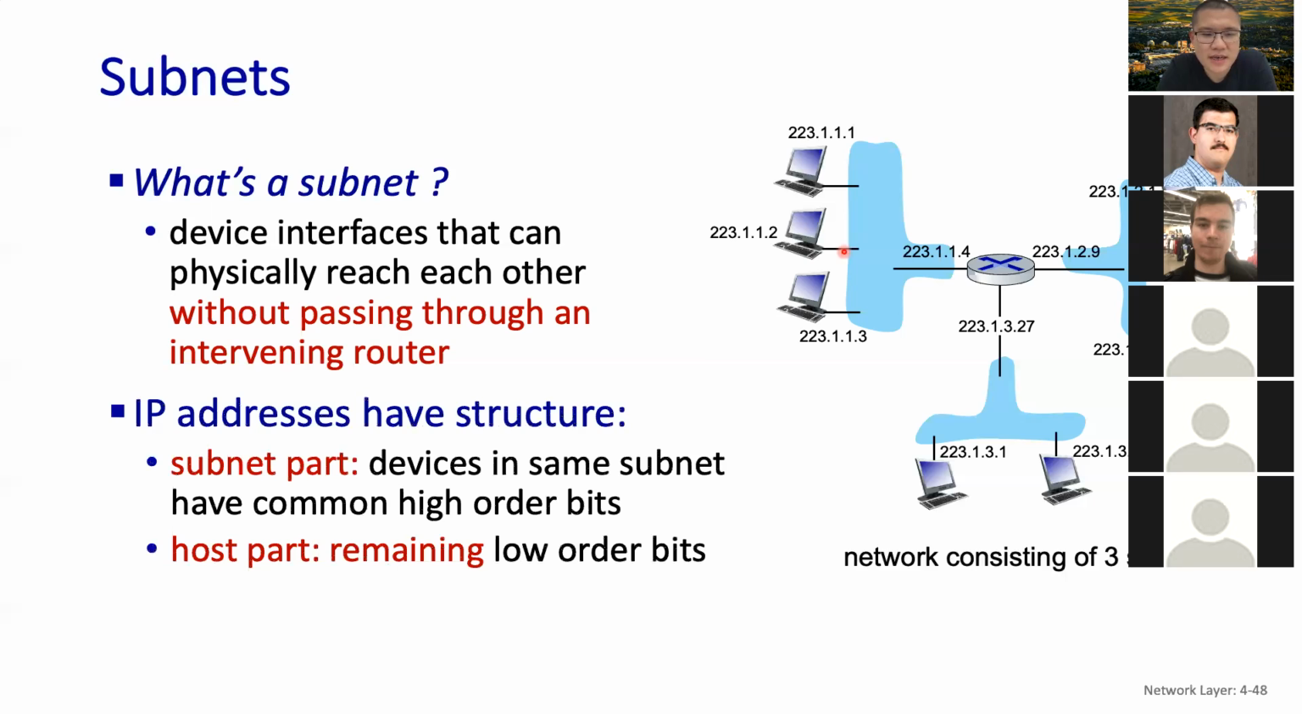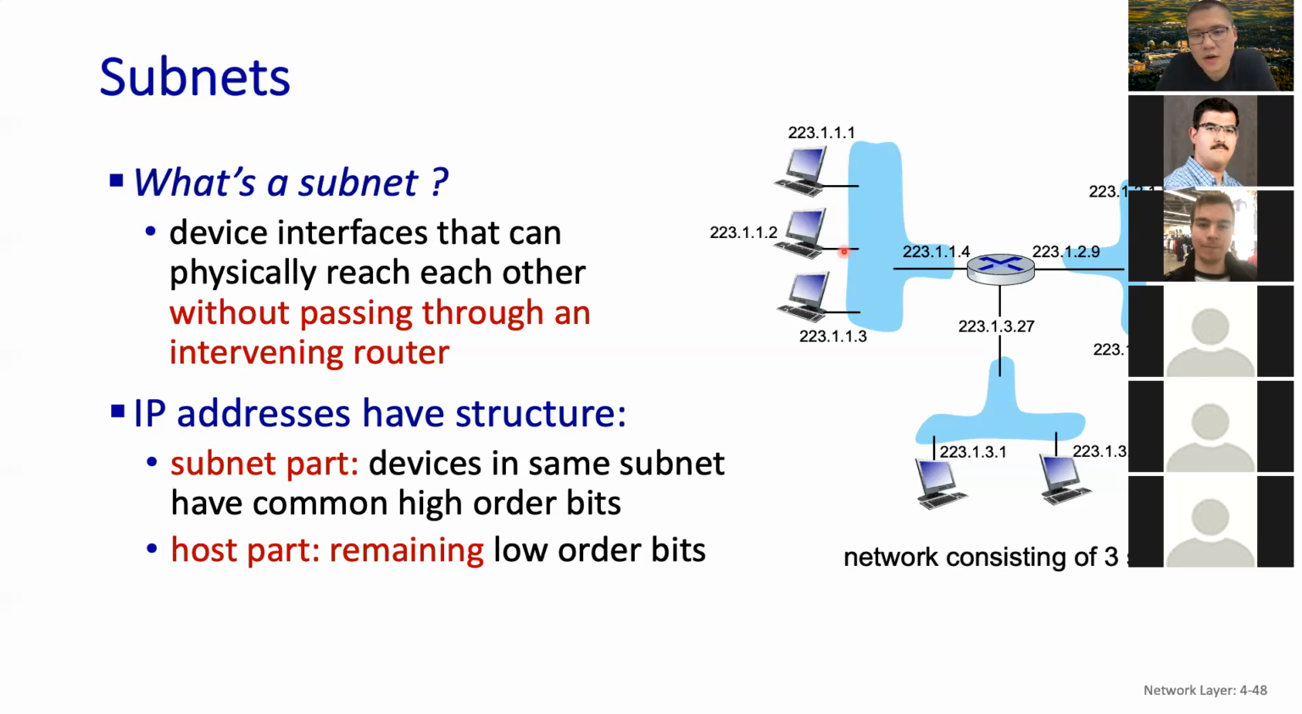The IP address has a structure. The first several or tens of bits are the subnet part. The devices in the same subnet have common higher-order bits. What does this mean? I will show a figure, but generally speaking, you have 32 bits. For example, the devices within the same local network will share the first 24 bits, and the later 8 bits are the part for the host.